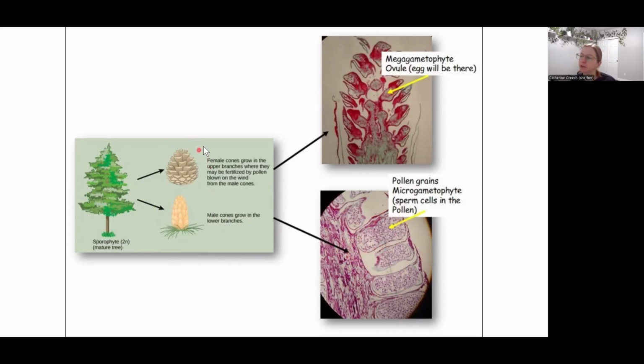The female gametophytes are on the female cones. So here's a female gametophyte. Inside, you'll have a structure called an ovule. The ovule will contain the egg.